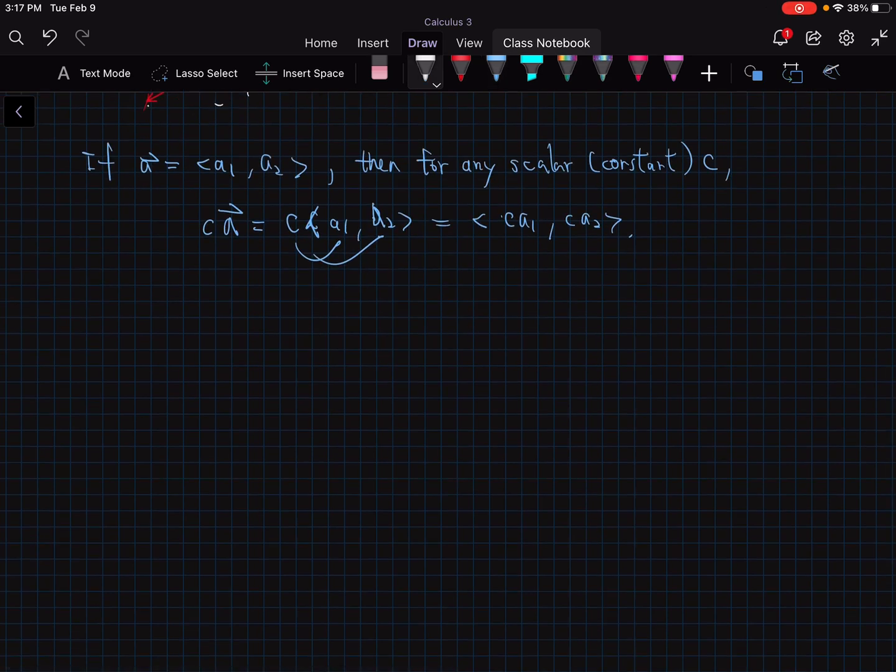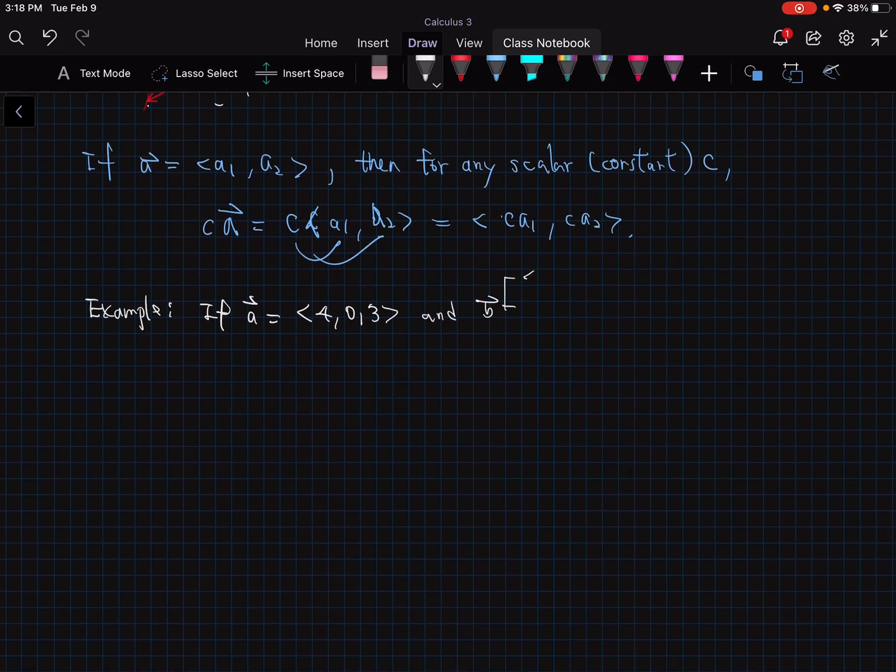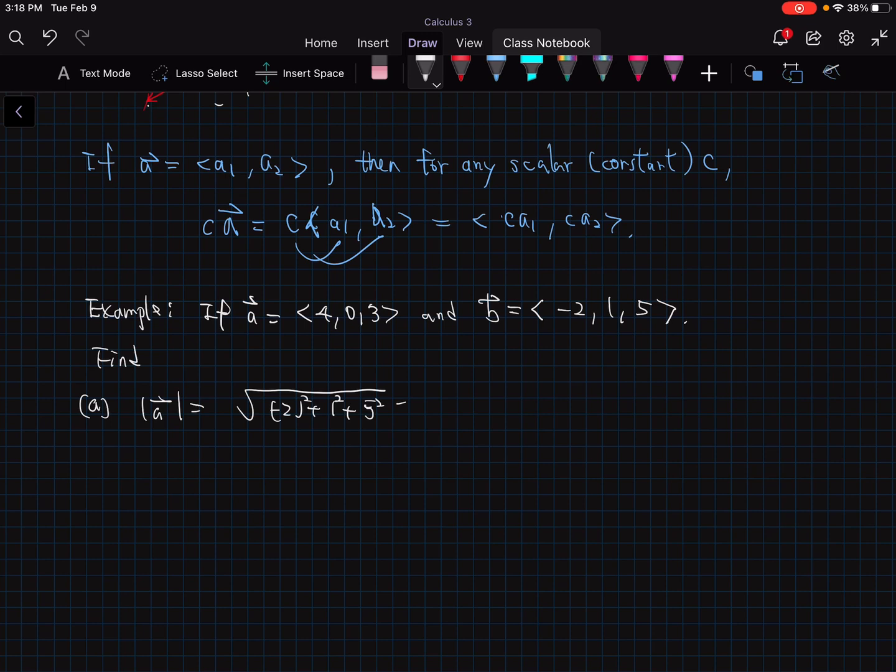So let's look at an example right here. Say a three-dimensional example. A equals, let's say, (4, 0, 3), and B equals (-2, 1, 5). Find the following, one by one. First, what's the length of B? That's simply the square root of -2 squared plus 1 squared plus 5 squared, so the square root of 4 plus 1 plus 25, which is the square root of 30.